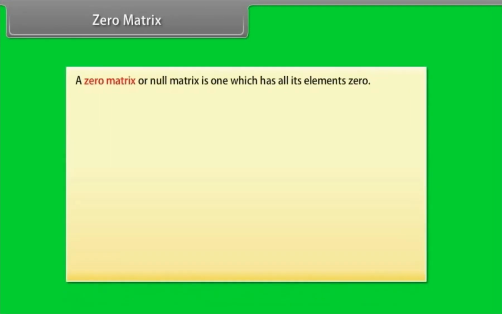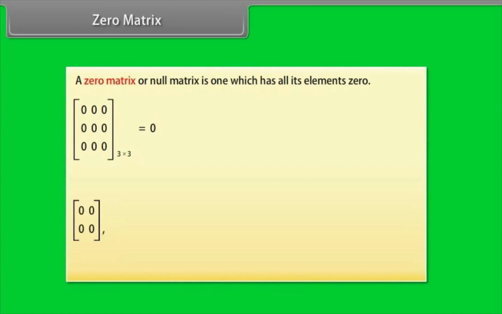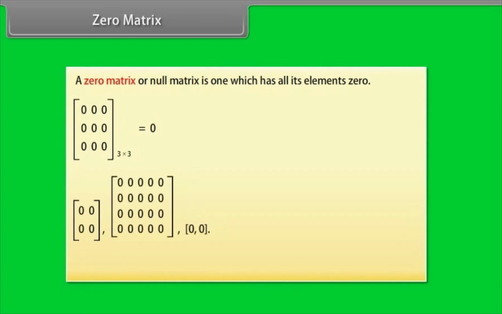Zero matrix. A zero matrix or null matrix is one which has all its elements 0. Here is a 3 by 3 zero matrix. These are 3 more examples of zero matrix. The zero matrix is denoted by O. Equality of matrices.